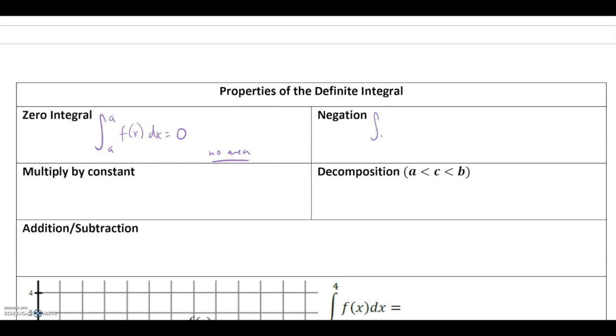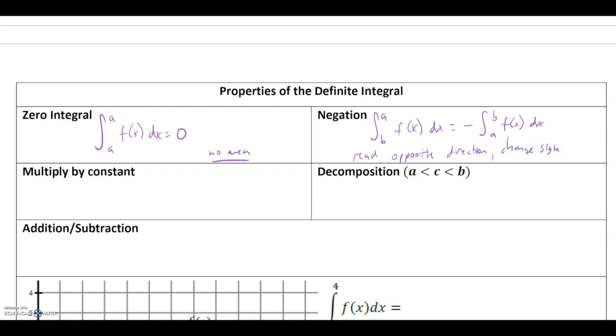The second property is the negation property, which states that the integral from b to a of f of x dx, where the boundaries are not in the order we started with, will be the same as the opposite of the integral from a to b, for f of x with respect to x. Basically, if you read in the opposite direction, you change the sign.